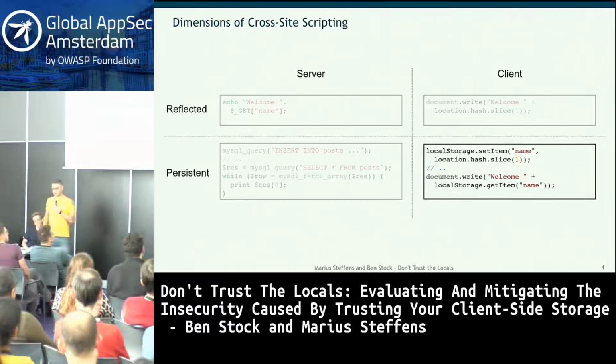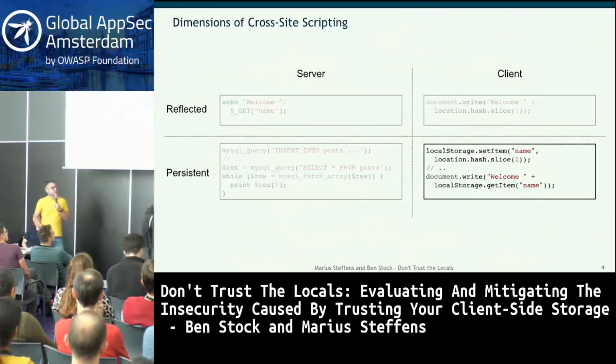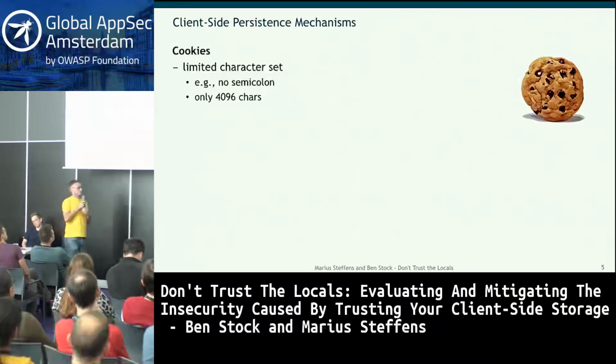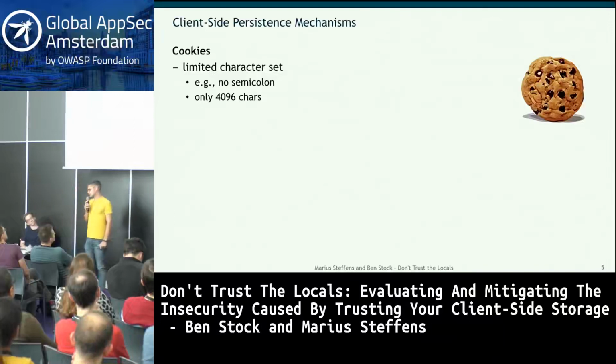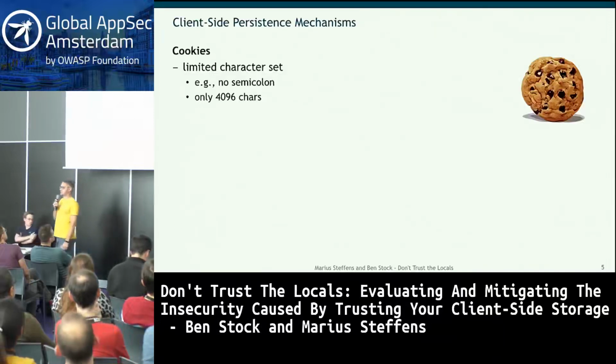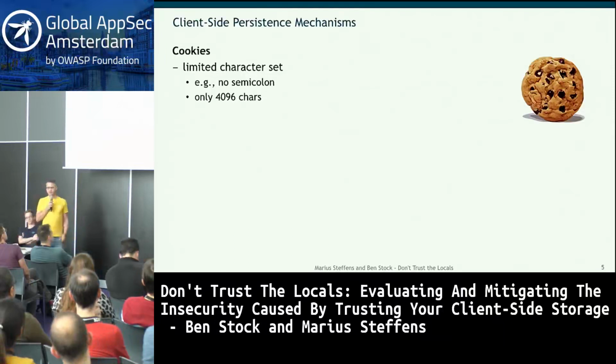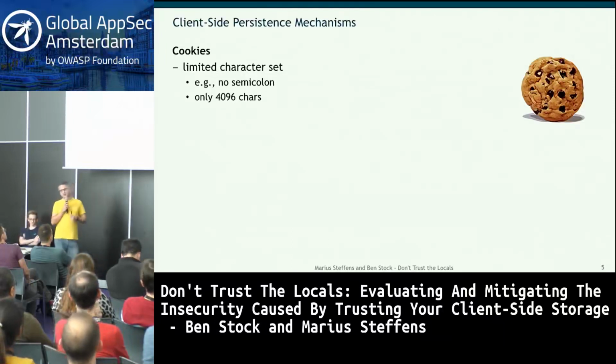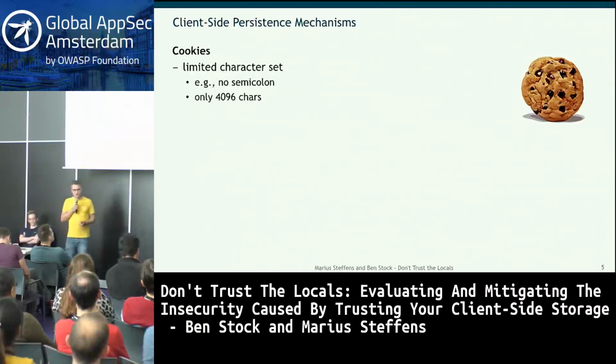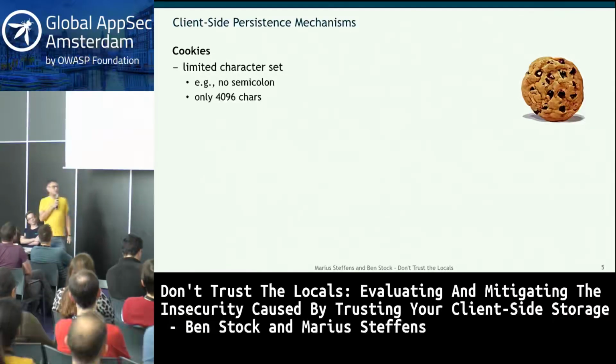So let's first talk about the different types of persistence mechanisms and also of sinks that we consider for our work and that we think are important to discuss here. I said already before, we've had cookies for a while. Cookies were not meant to store data in that sense. They were mostly used to store session identifiers, or preferences like languages and so on. So they have a very limited character set. You can, for example, not use a semicolon in a cookie because that's the separator between cookies. And it's also bound to be at most 4K characters.